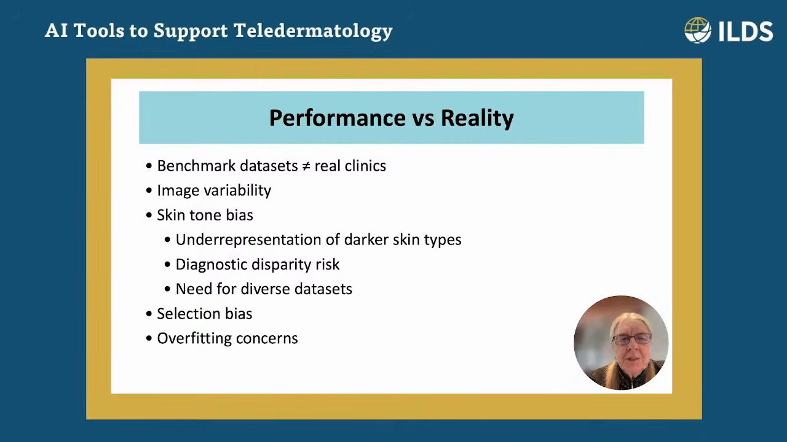Things to bear in mind. Performance versus reality. Do they really work? What about if the images aren't very good quality? Does it work in dark skin as well as white skin? Is the GPT or whatever AI you're using have a selection bias towards a certain diagnosis, thinking, for example, there's a ruler in it, it must be malignant?